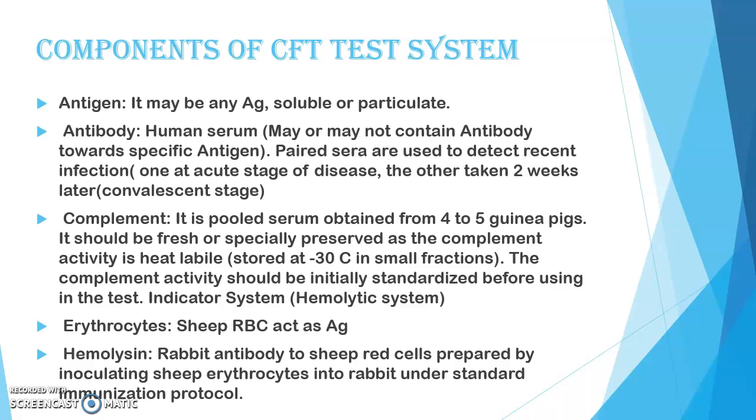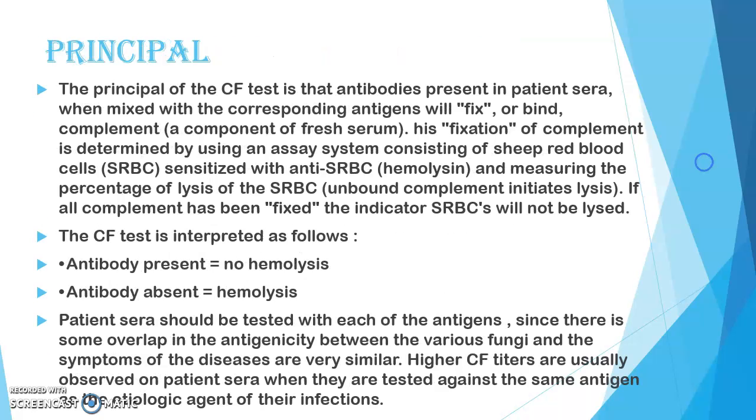Complement: it is pooled serum obtained from 5 guinea pigs. It should be fresh or specially preserved, as the complement activity is heat labile. The complement activity should be initially standardized before using in the test. Erythrocytes: sheep RBCs act as the antigens. Hemolysin: rabbit antibody to sheep red cells, prepared by inoculating sheep erythrocytes into rabbits under a standard immunization protocol.